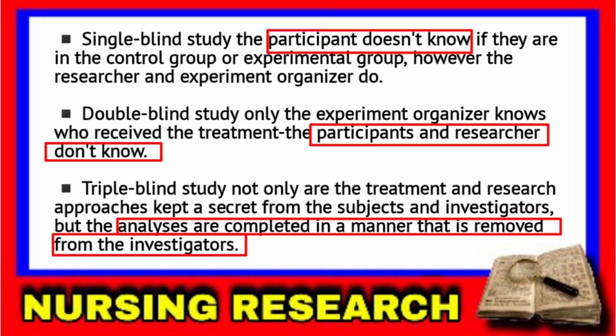And if we say double blind study, only the experiment organizers know who received the treatment. The participants and the researchers don't know. Okay? So, ibig pong sabihin yan, kaya siya tinawag na double blind kasi investigators are blinded. So, hindi po nila alam kung sino ang control group at saka experimental group sa mga participants natin or sa ating mga subjects. Okay? Then, in triple blind study, not only are the treatment and research approaches kept a secret from the subjects and investigators, but the analysis is completed in a manner that is removed from the investigators. Okay? So, triple blind is analysis.